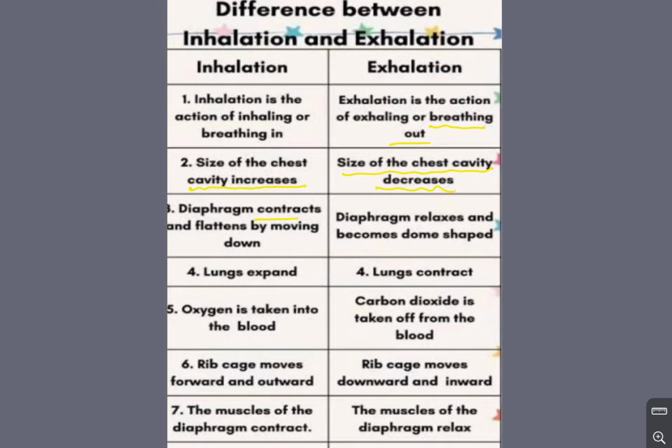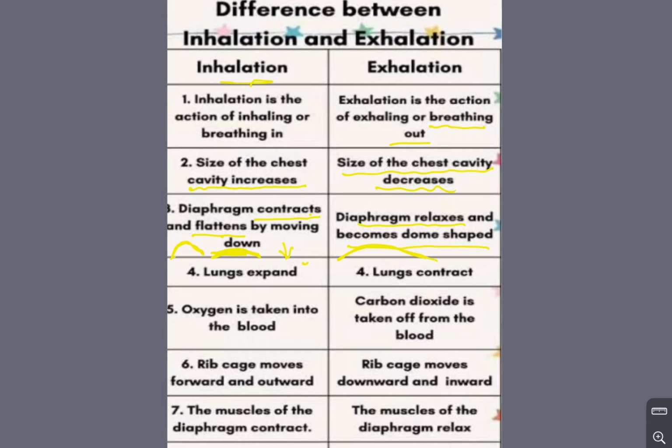The diaphragm contracts. This is a very important point to memorize or understand, that the diaphragm contracts in the process of inhalation. Sometimes kids get confused whether it relaxes or contracts. So it contracts and flattens. The shape is like this, right? So it flattens a little bit, giving more space to the lung and moving downward. Contracts, flattens, moving downward in inhalation, whereas in exhalation the diaphragm relaxes and becomes dome shaped like this.